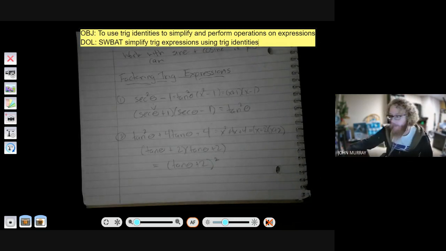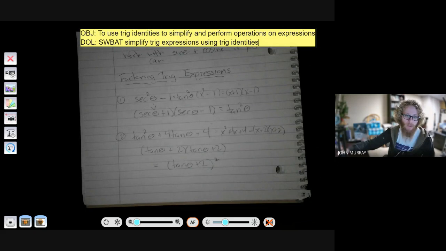All right, so this is the very basic of it, and next week we'll take a look at the more complicated parts.